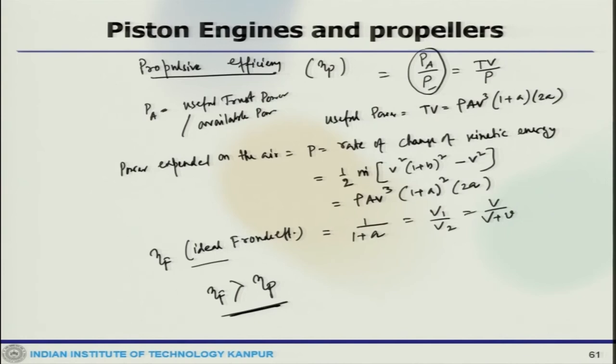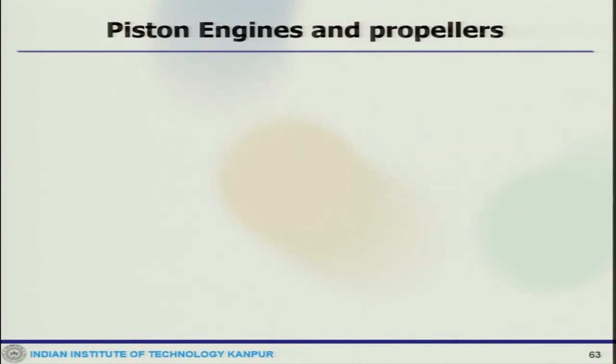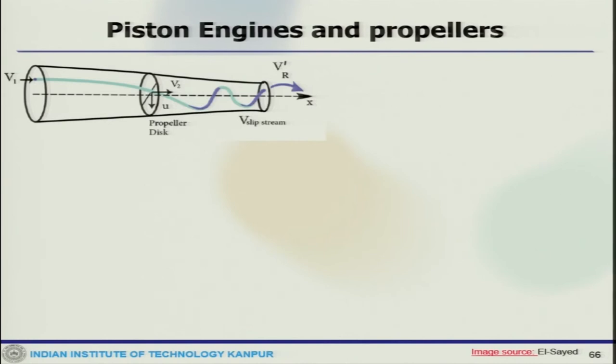Now, we will go to another theory, which is called the simple vortex model. So this is a sort of a modified actuator disk. Now, a practical assessment of the propeller performance and the design. So, we can consider a stream tube that passes through a radius r, and which is shown here. So, there is a propeller disk and there is a stream tube.